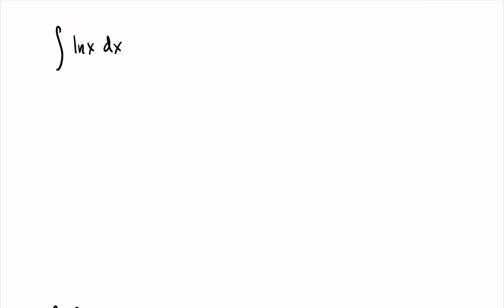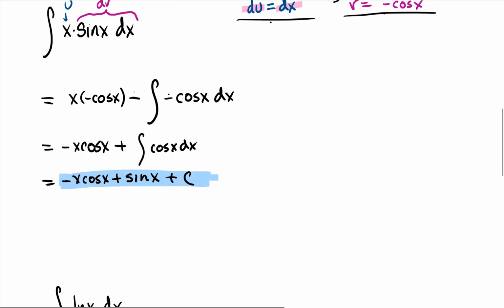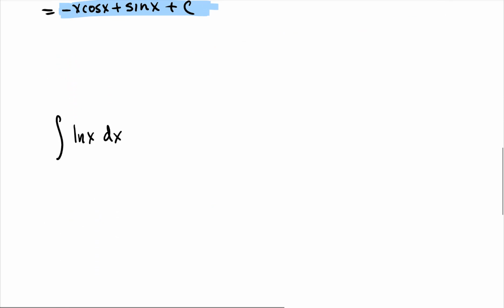Let's finally figure out what is the antiderivative of the natural log of x. Now this one, there's not two pieces. Notice before we had x times sine of x dx. This is just begging us. So we have to find a u and a dv, don't we? Isn't it the integral of u times dv is equal to u times v minus the integral of v du?